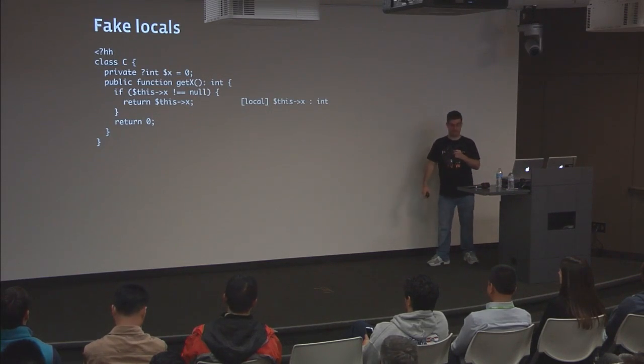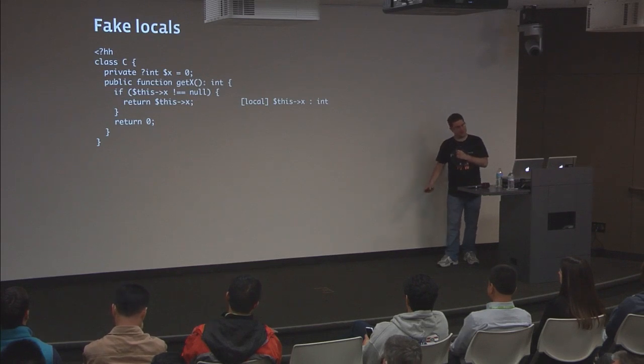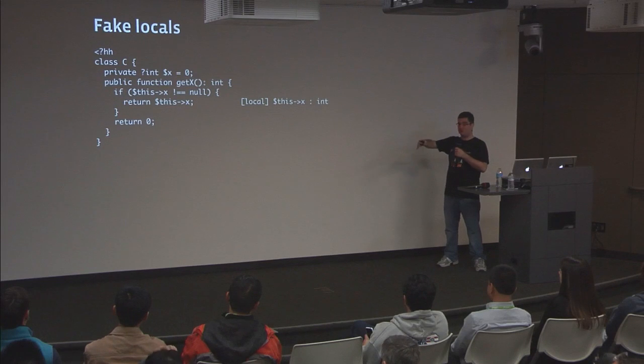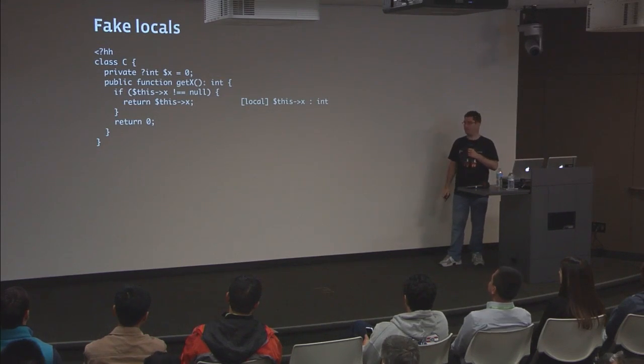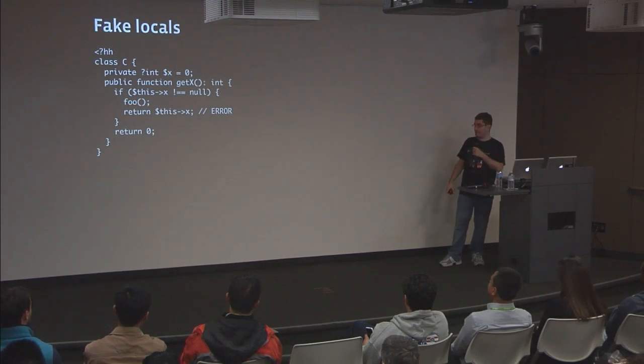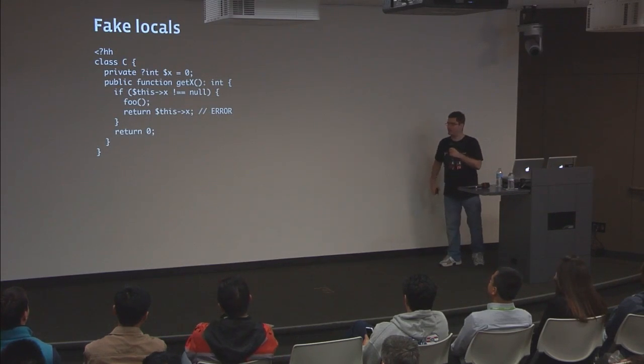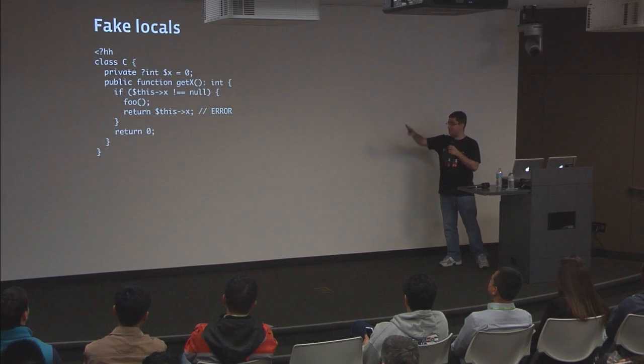And this is what's called a fake local. It's not really local, but for the purposes of typing, we kind of sort of import it into local scope so that we can condition its type like this. But fake locals behave a little bit differently than other locals, and here's an example. Unlike my previous slide, this one is a type error.